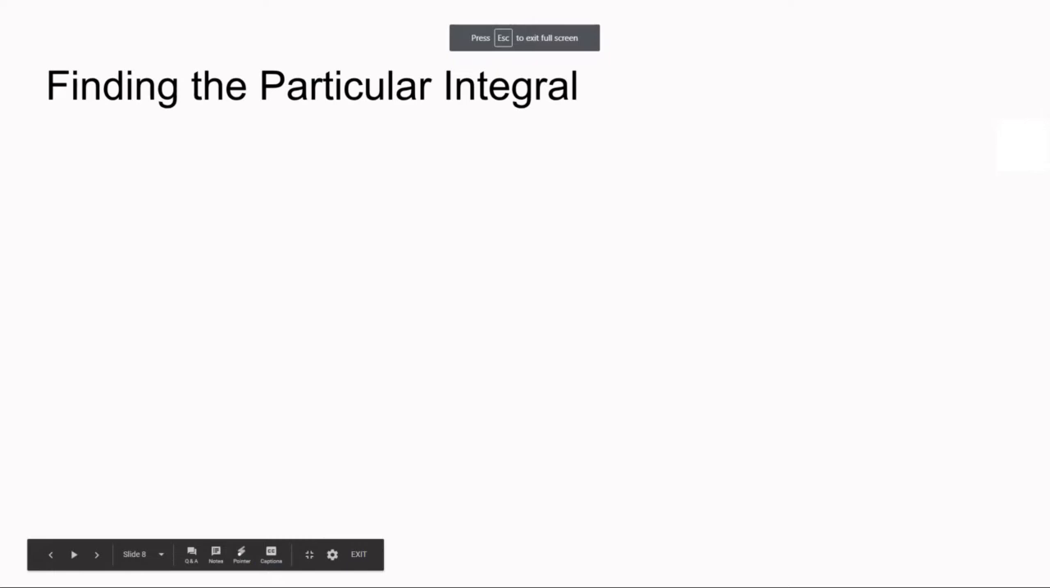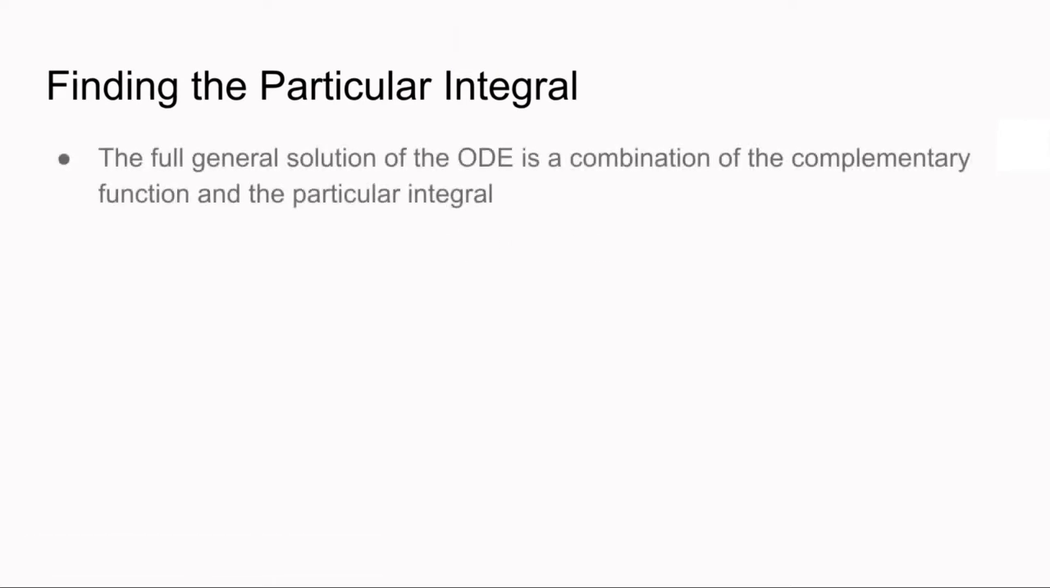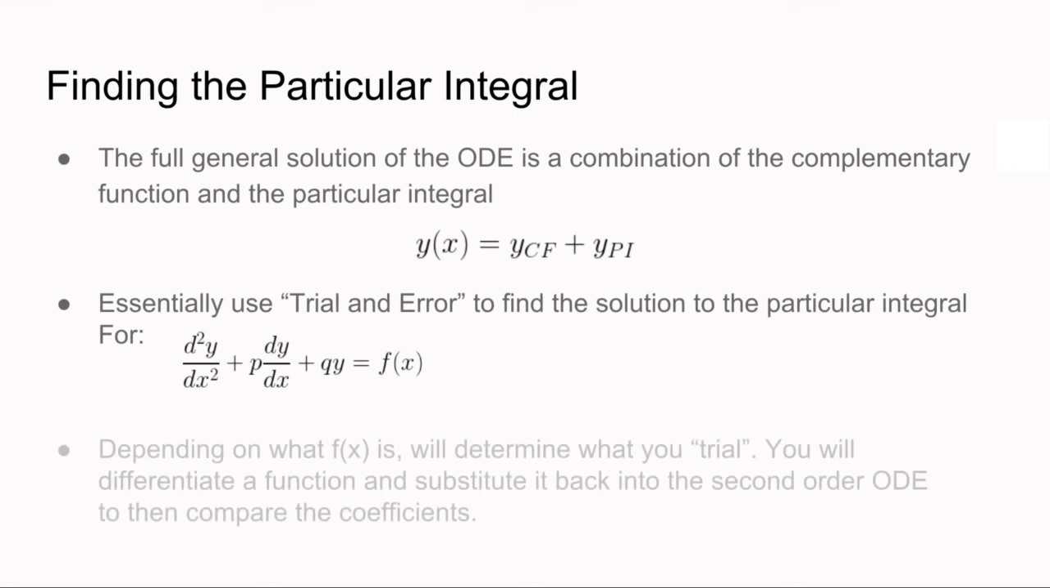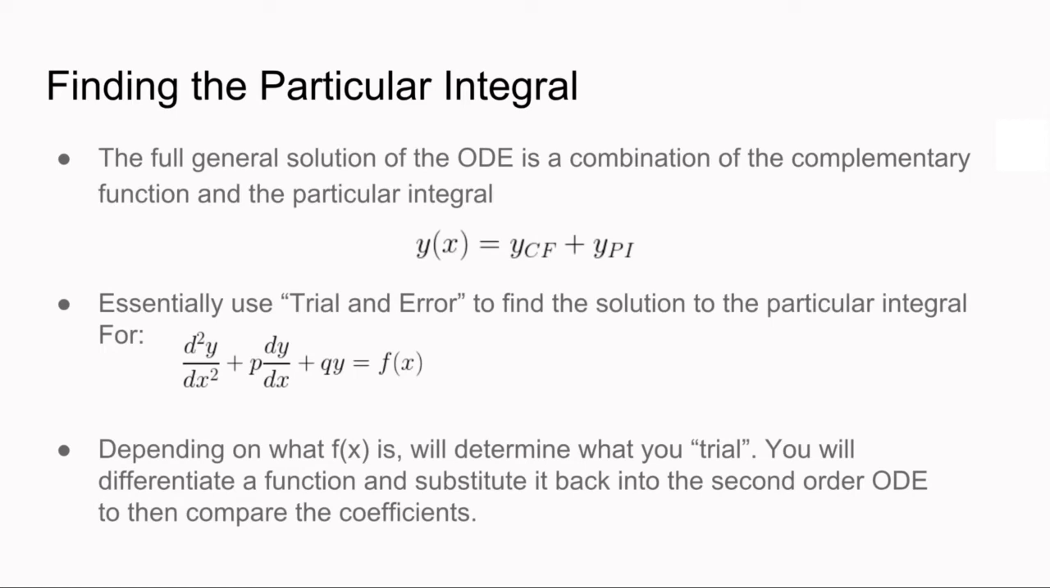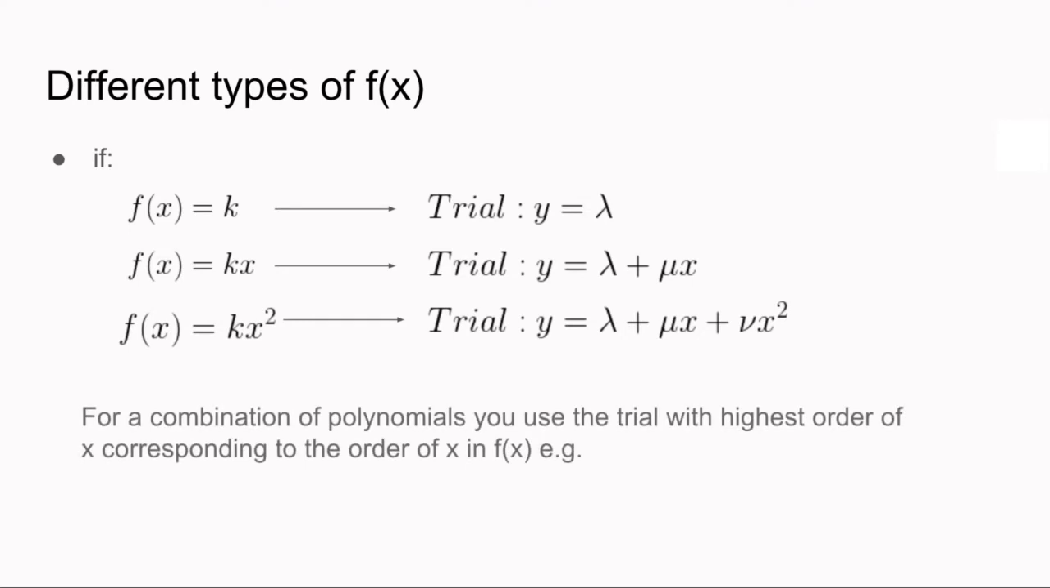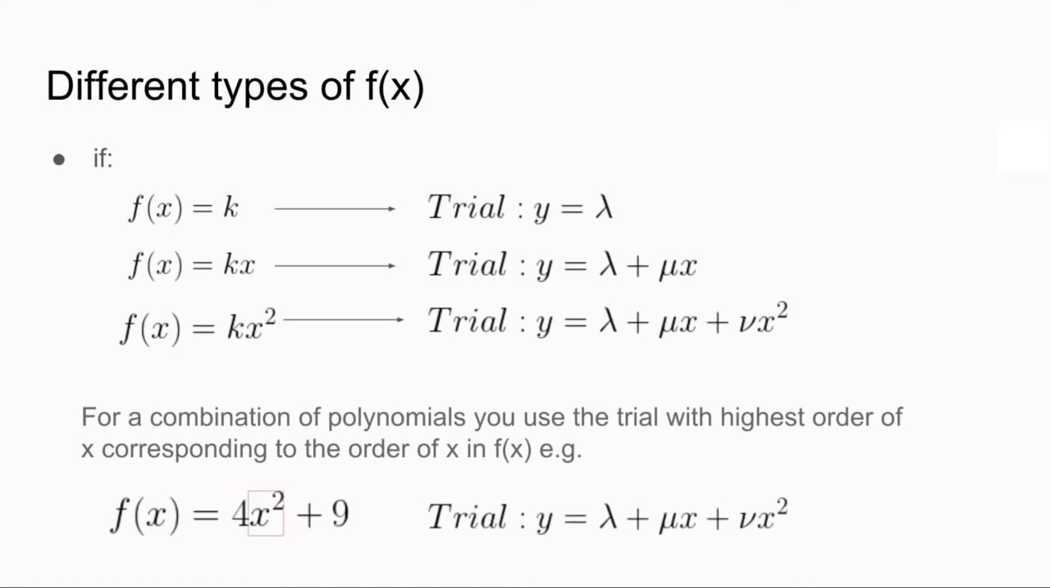So the full general solution of the ODE is a sum of the complementary function and something called the particular integral. To find the particular integral, you'll essentially use trial and error. Here, what f of x is will determine what you trial. Once you've decided what you will trial, you will then differentiate it and substitute it back into the original ODE. For example, if f of x is a constant, we just trial another constant. If it's a constant times x, we trial lambda plus mu x, and so on for increasing polynomials. If it's a combination, then you choose the highest order corresponding to the trial. For example, here it's x squared.